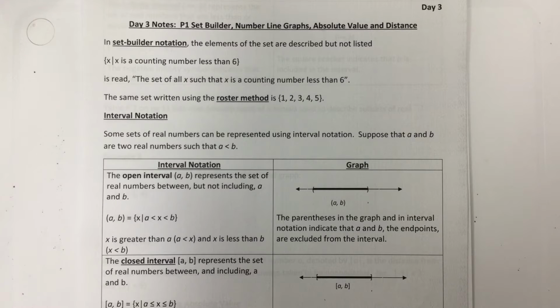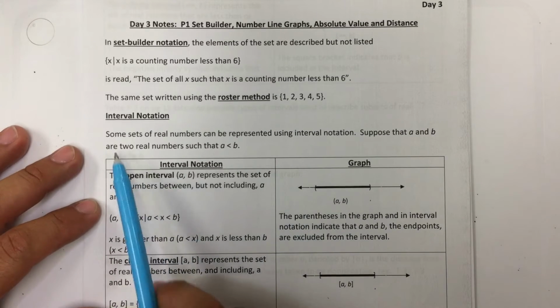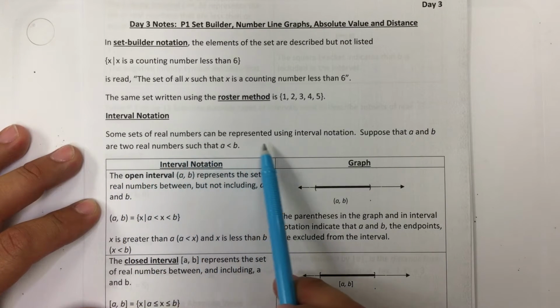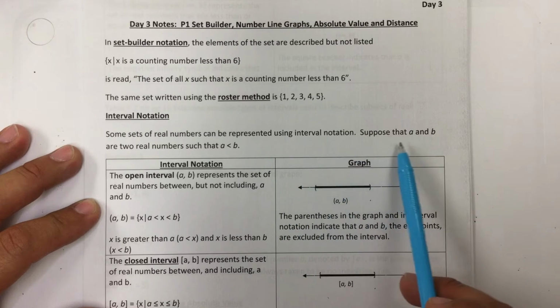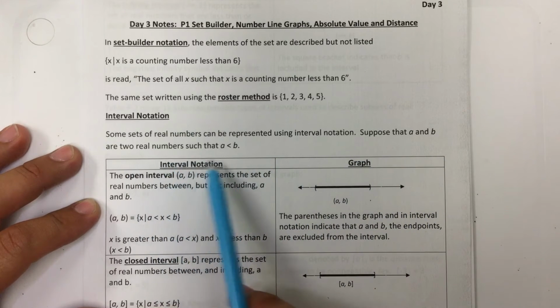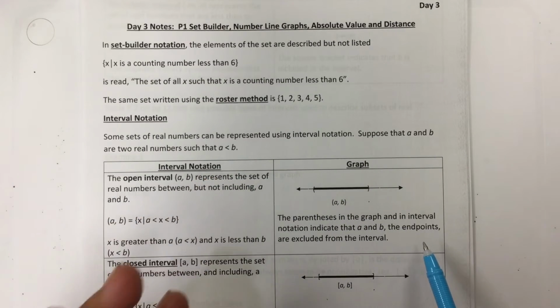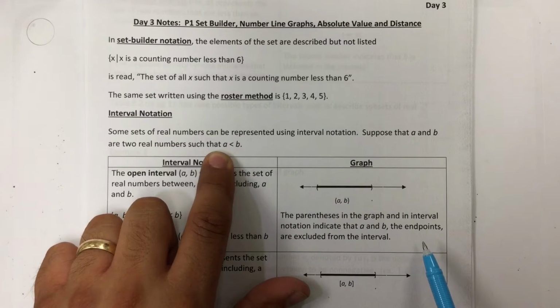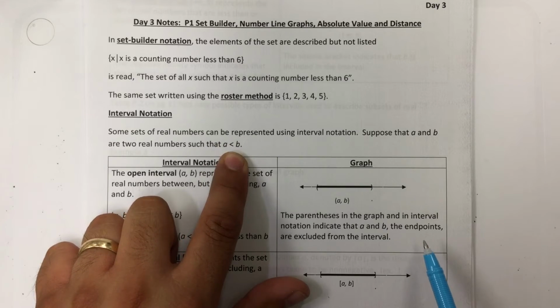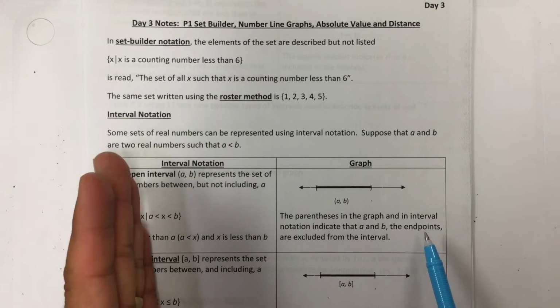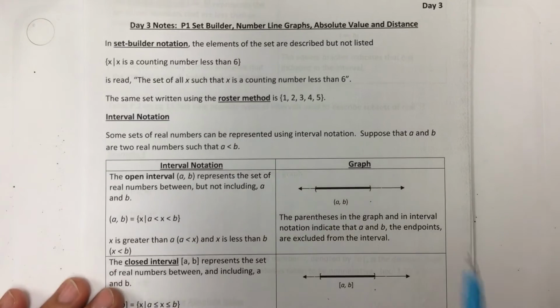This is also something you may have seen in Algebra 2, and possibly in Algebra 1. Here it says, some sets of real numbers can be represented using interval notation. Suppose that A and B are two real numbers such that A is less than B. What this means is that we have two numbers. A will always be the smaller number, and B will always be the greater number. It's like a book: you read a graph, a line, from left to right.